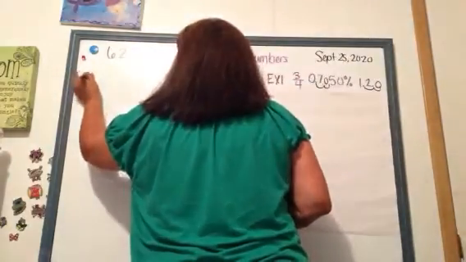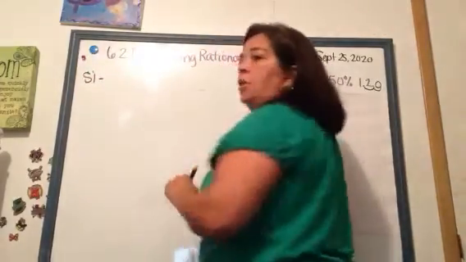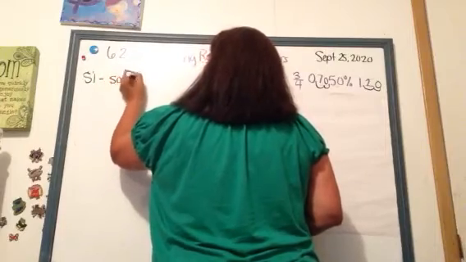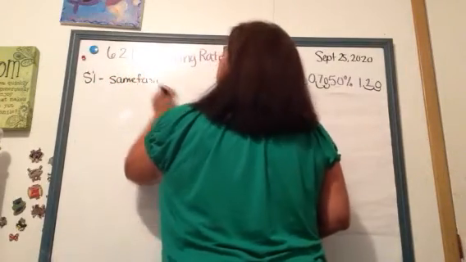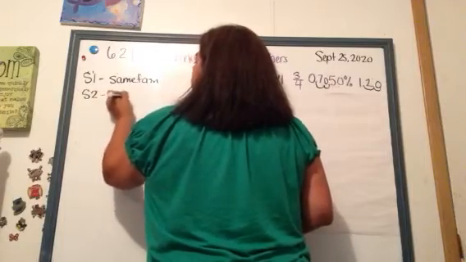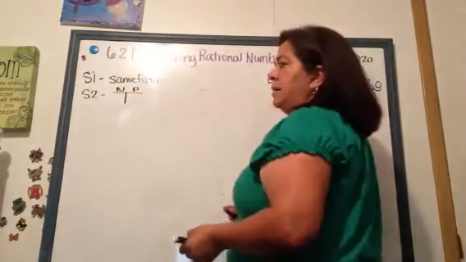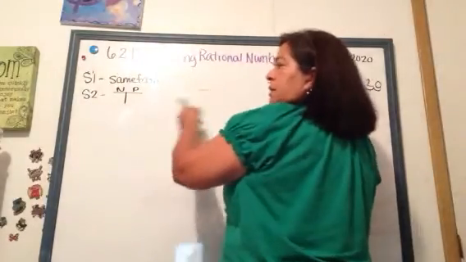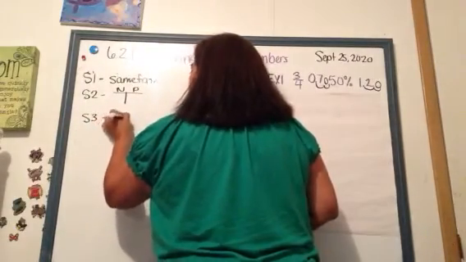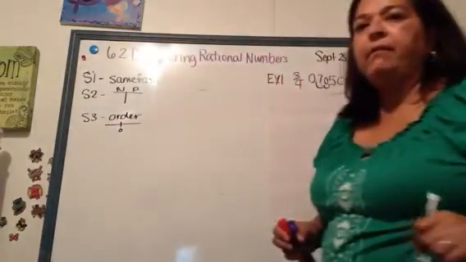Step 1, S1, that stands for step 1. You're going to change the form. They have to be the same form. So this is your reminder. Step 2, you're going to separate negatives and positives. Okay? Your negatives on the left, your positives on the right. And then step 3, you're going to order. And remember, if you use a number line, it's always going to be beneficial.